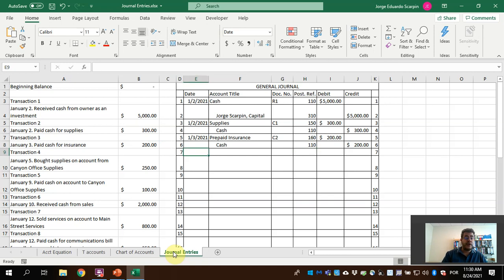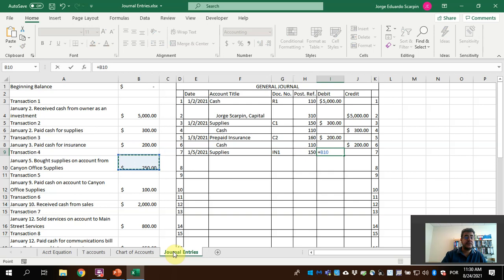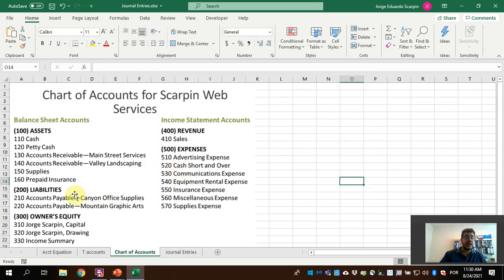Transaction 4, January 5th. And bought supplies on account. So again, supplies on account. Let's consider here the invoice 1. Promise, the last one. 150. How much is it? 250. Our credit, let's check here.